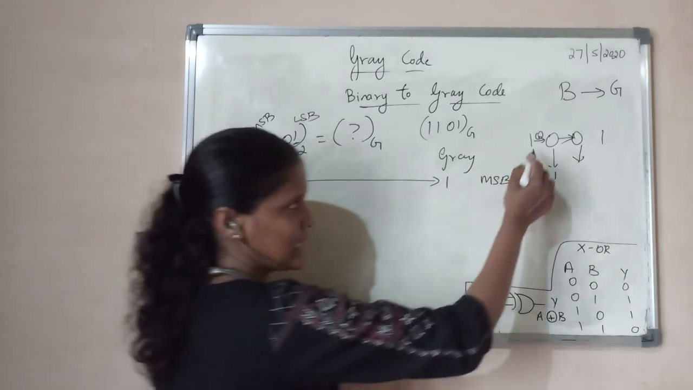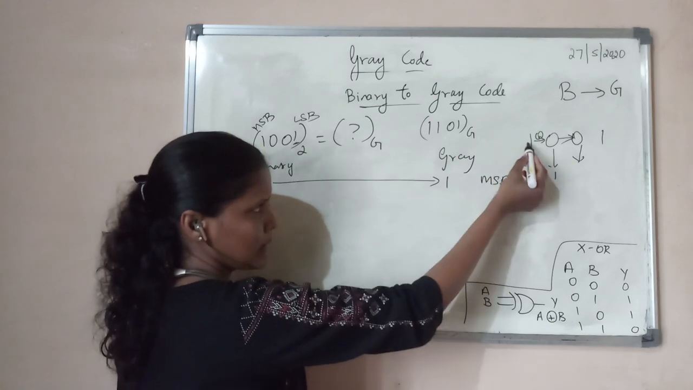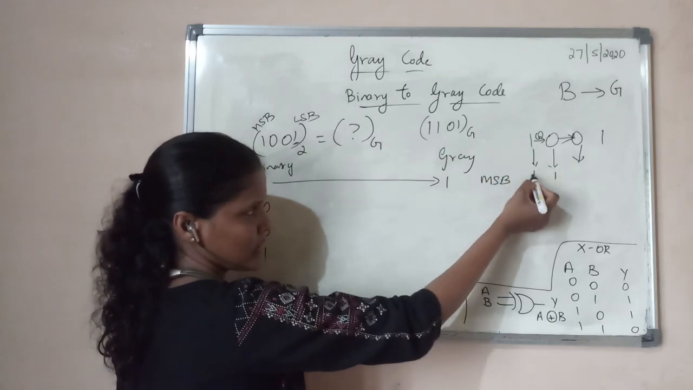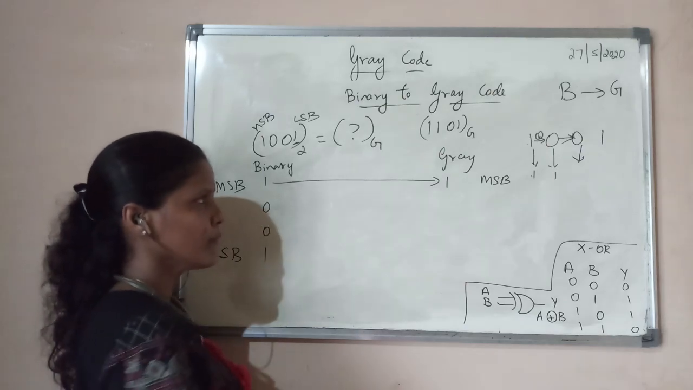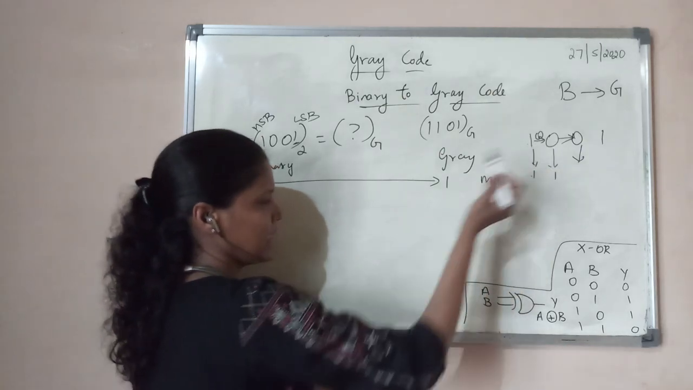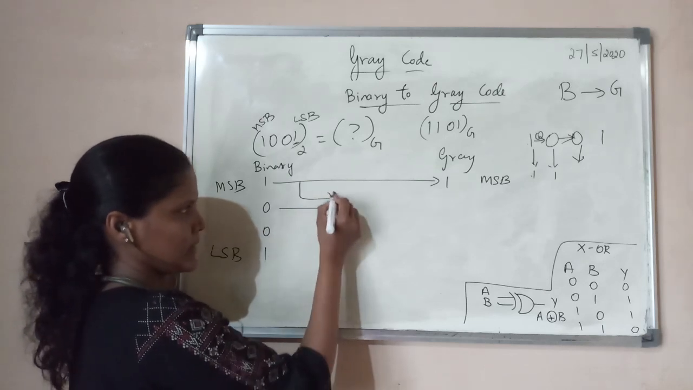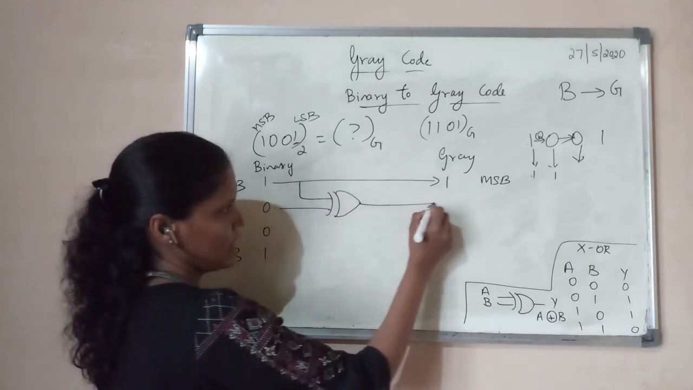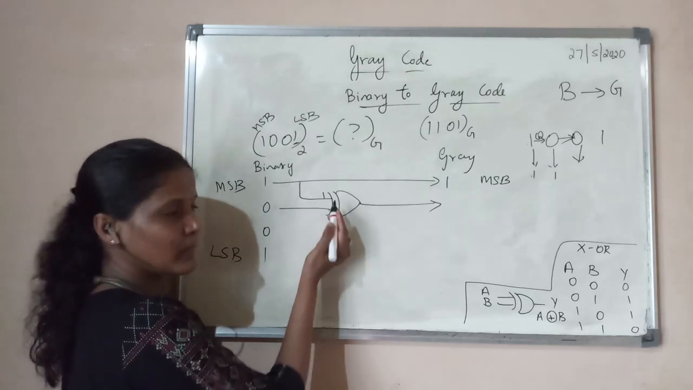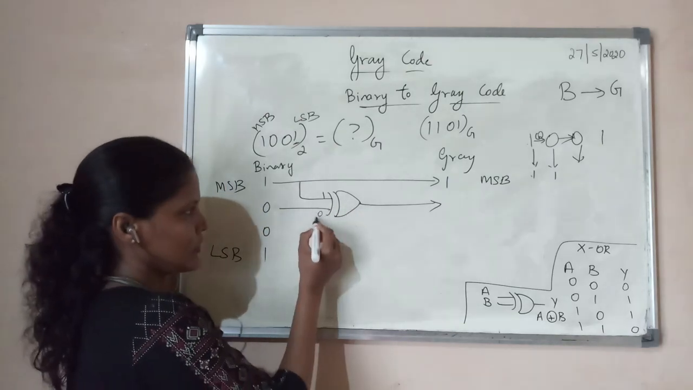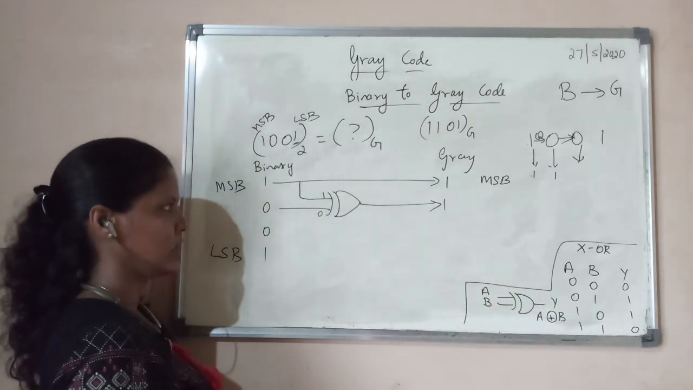So these are the inputs. The first input is written like this. The MSB of this gray code is the same as the MSB of the binary. Now this MSB and the second MSB must be XORed in order to get an output. So this value is equal to 1 and this is equal to 0. When the inputs are 1 and 0, the output is equal to 1.